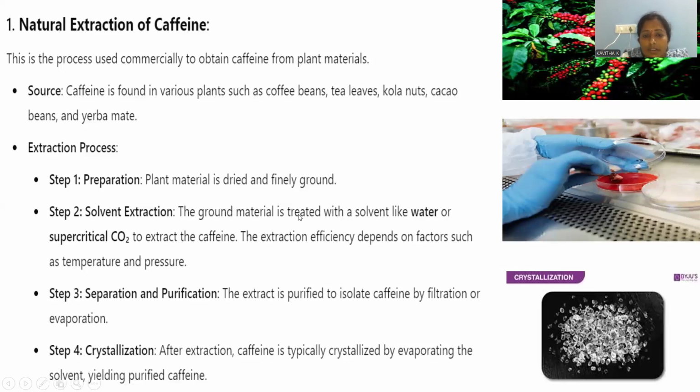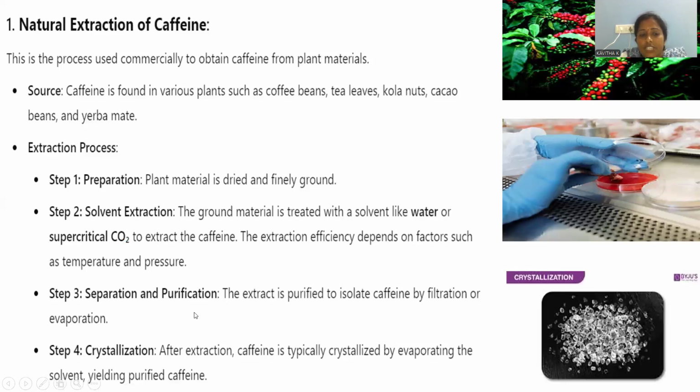In solvent extraction, we can dissolve the caffeine alkaloid inside the water, or else supercritical carbon dioxide can be used, so that caffeine will be taken into that petri dish. The extraction efficiency depends upon factors like temperature and pressure. By maintaining optimum temperature and pressure, we can go for the effective extraction of this caffeine by means of a suitable solvent.